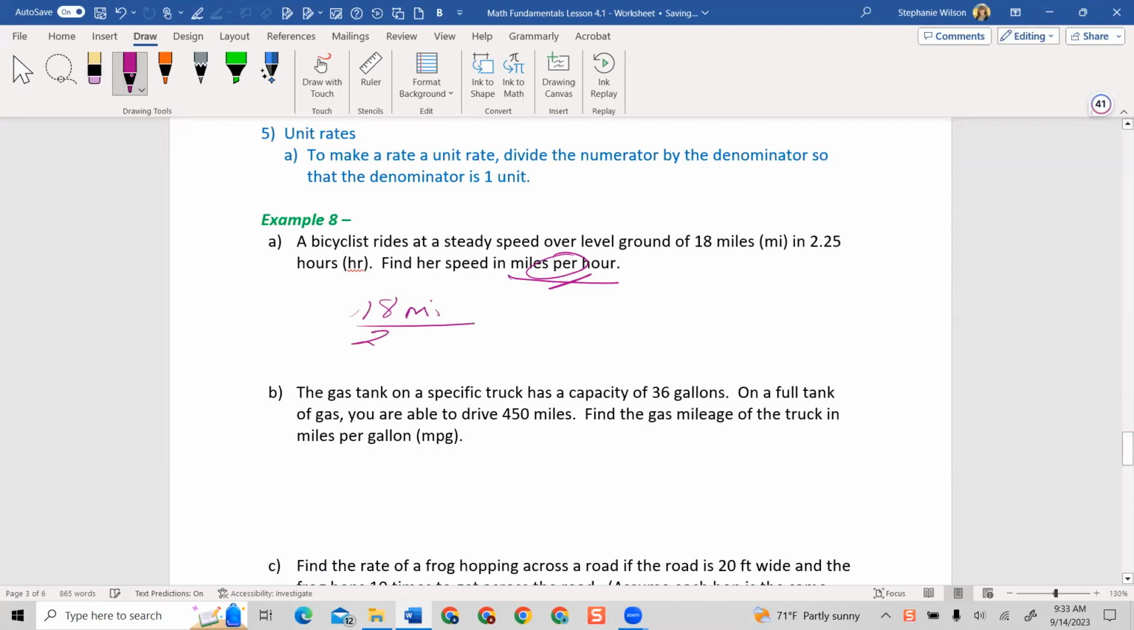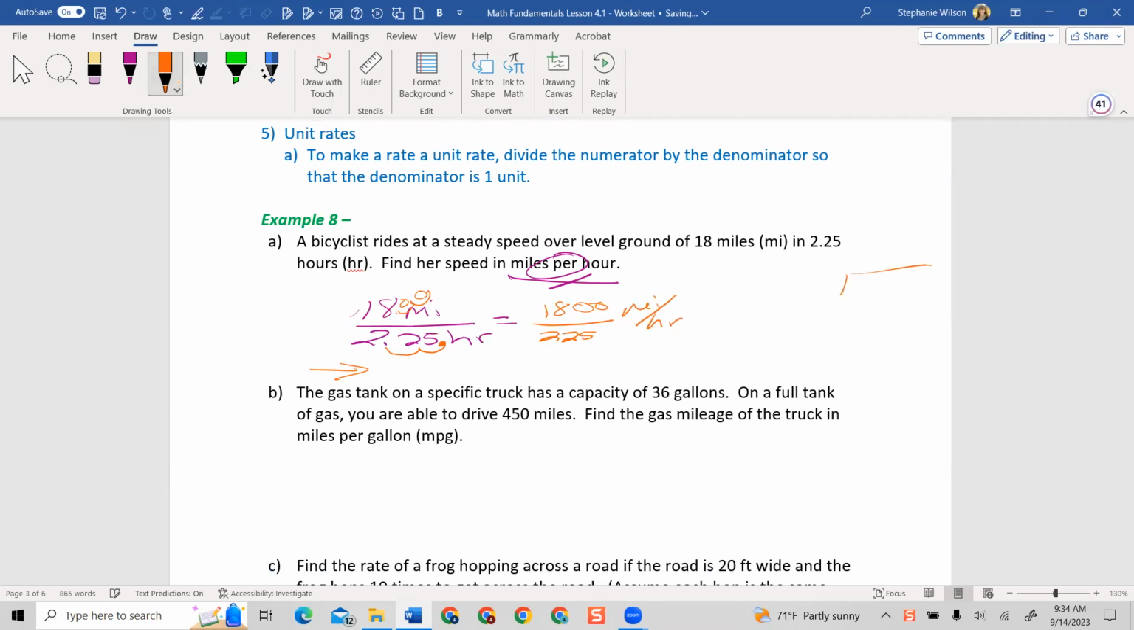Over 2.25 hours. Now you could do long division. And when you do long division, remember you can't have a decimal in the denominator. So we're going to have to move it in this direction, however many places it takes. In this case, it's 1, 2. And remember what you do to one part, whatever we do to this denominator, we must do to the numerator. So it goes 1, 2. So this becomes 1,800 over 225, and it's miles per hour.